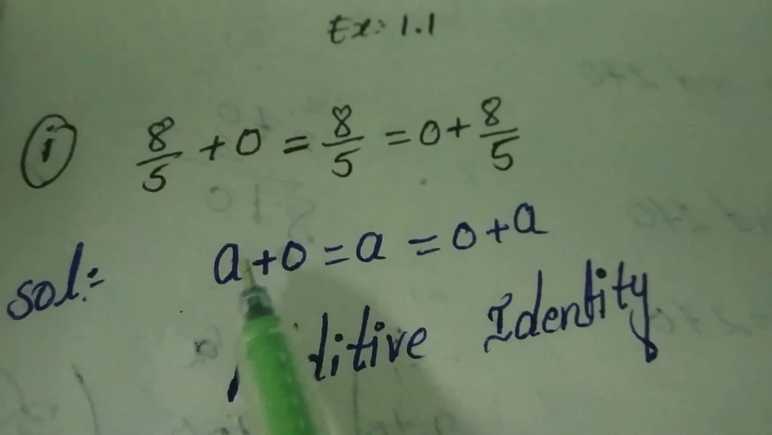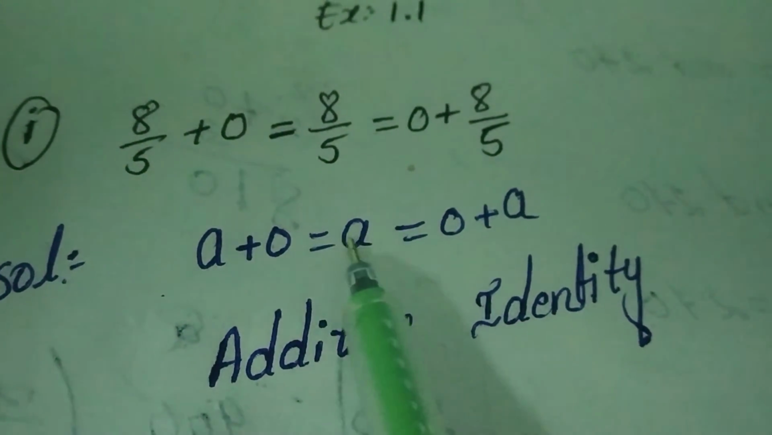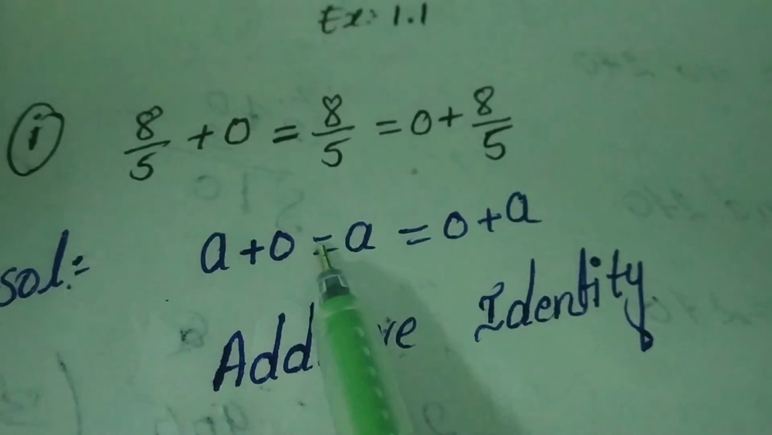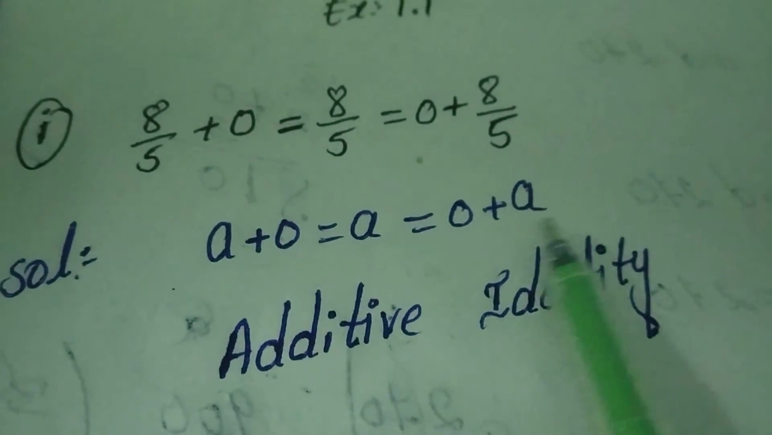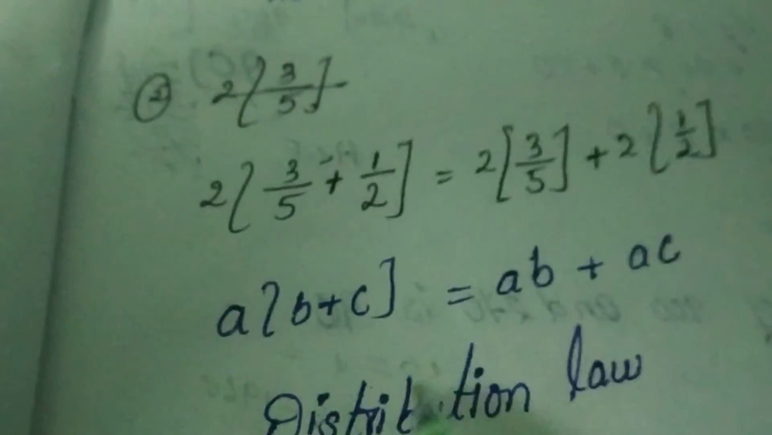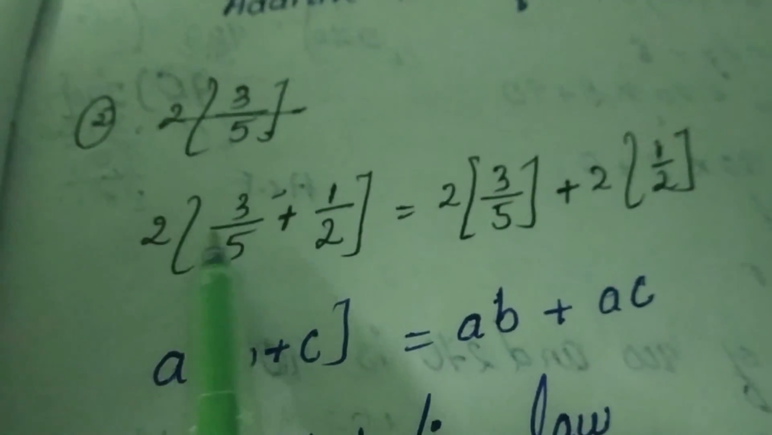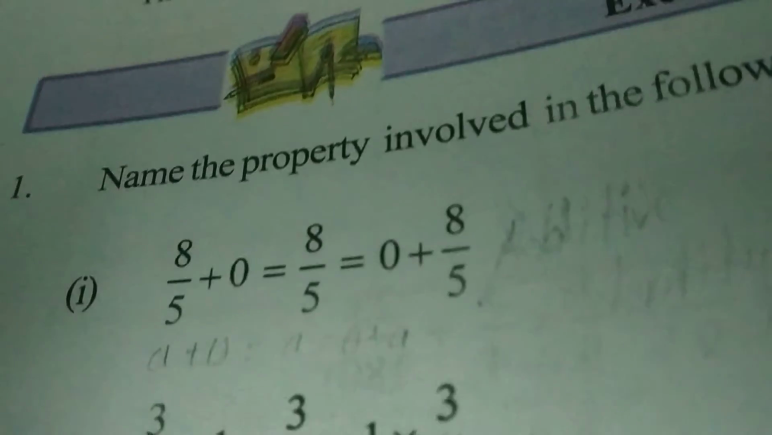A plus 0 is equal to A, and 0 plus A is equal to A. It is the example of the additive identity. Today's class is completed. Okay, I explained the first question.